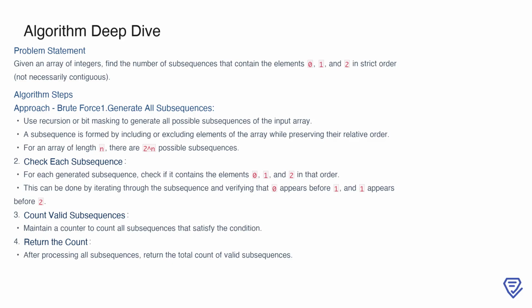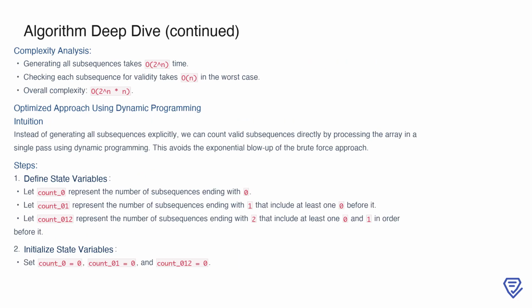While this approach is straightforward, it is computationally expensive due to the exponential growth in the number of subsequences as n increases. The brute force approach, while conceptually simple, is highly inefficient. Generating all subsequences takes O(2^n) time, and checking each subsequence for validity requires O(n) in the worst case. This results in a total time complexity of O(2^n * n), which becomes infeasible for large arrays. To overcome this, we can use dynamic programming to optimize the solution.